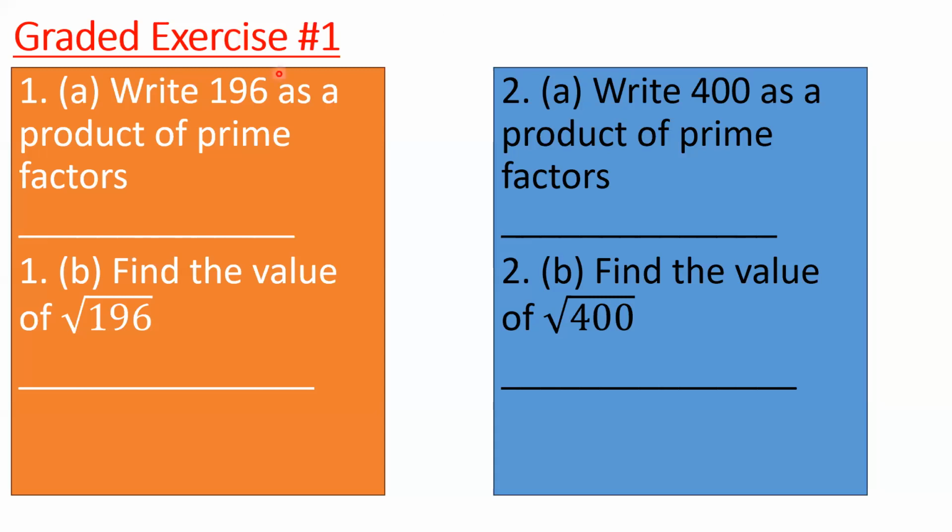All right, so we have number one. I want you to write 196 as the product of its primes. And then for part B of number one, I need you to find the value of the square root of 196. And then for number two, write 400 as the product of its prime factors, and for 2B, just find the square root of 400.